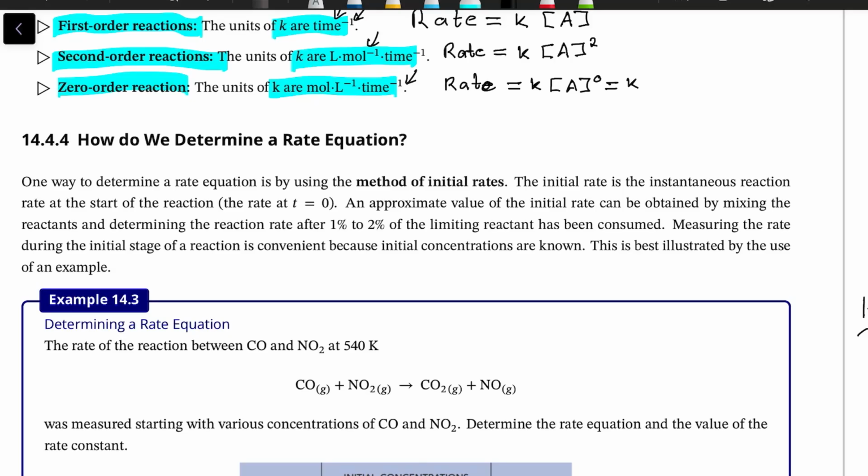All right, everyone. So we've spoken a lot about rate equations and what they are, but now how do we determine a rate equation? And the typical way of determining it is by using the method of initial rates. There's also a different method, a logarithmic method or a graphical method, but the method that we will look at is the method of initial rates. And this is always best illustrated by some examples.